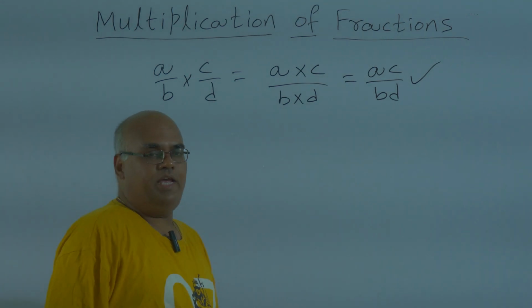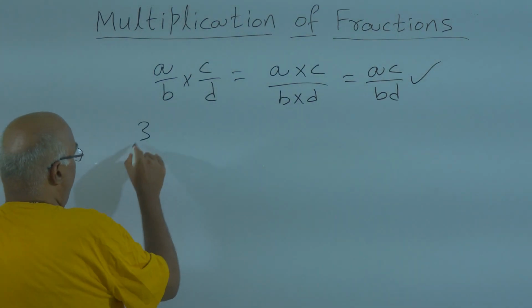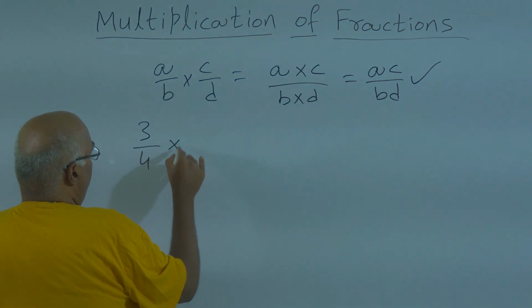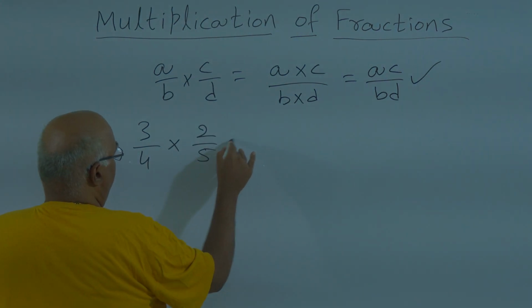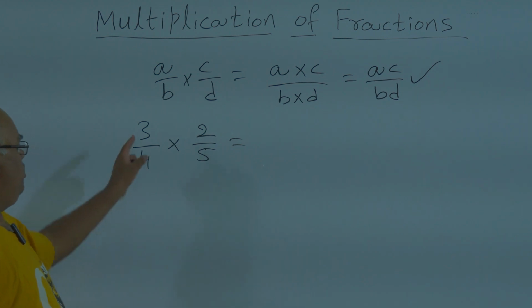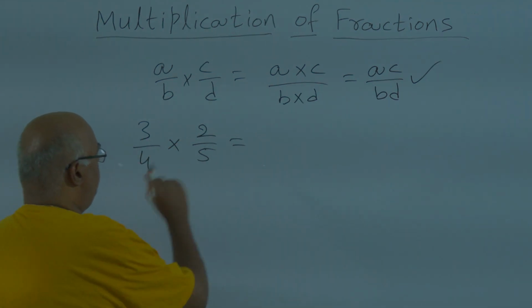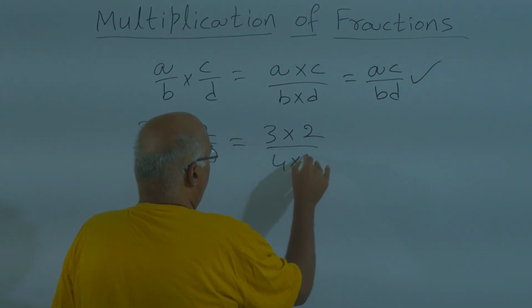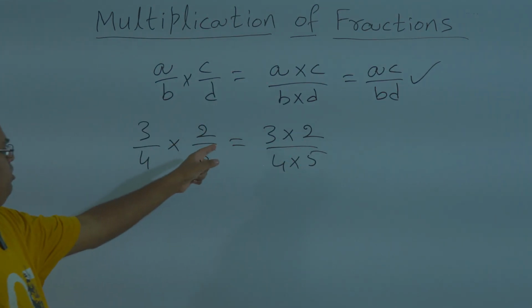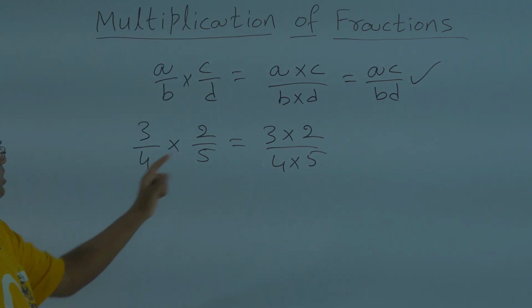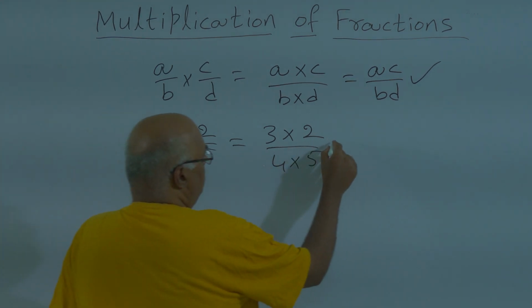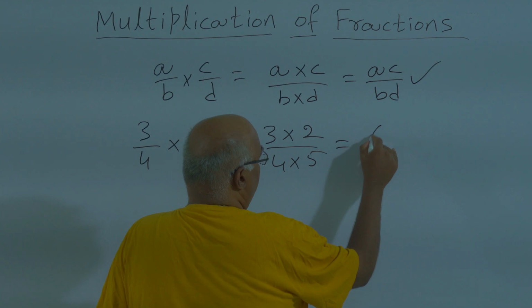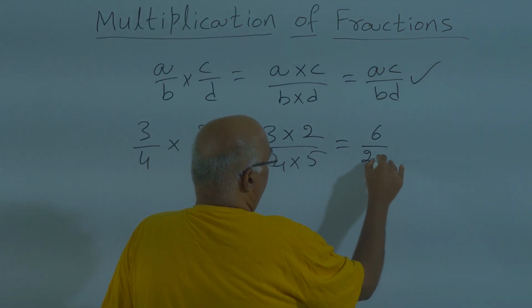So this is the required answer. For example, let us take two fractions 3 by 4 and 2 by 5. In the numerator you have 3 and 2. Multiply 3 and 2. 3 into 2 by 4 into 5. Multiply both the numerators and multiply the denominators of both the fractions. So this is equal to 3 2s are 6 by 20.